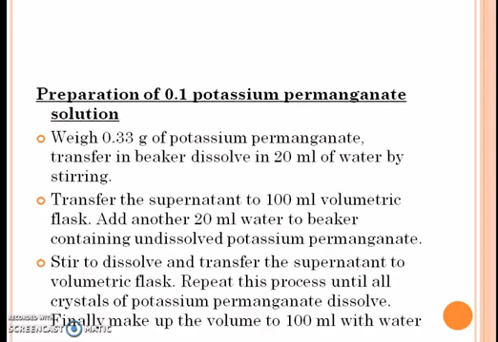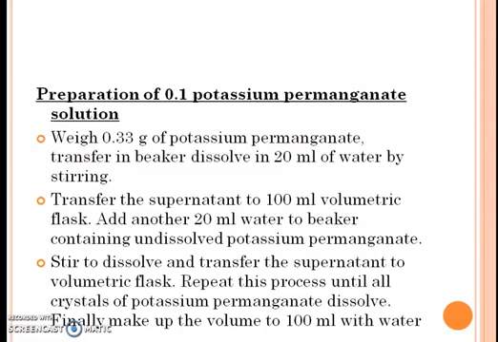So let us have a look at the preparation of 0.1 molar potassium permanganate solution. Weigh 0.33 gram of KMnO4, transfer it to a beaker and dissolve in 20 ml of water by stirring. See, KMnO4 is not very easily soluble, so continuous stirring is required.